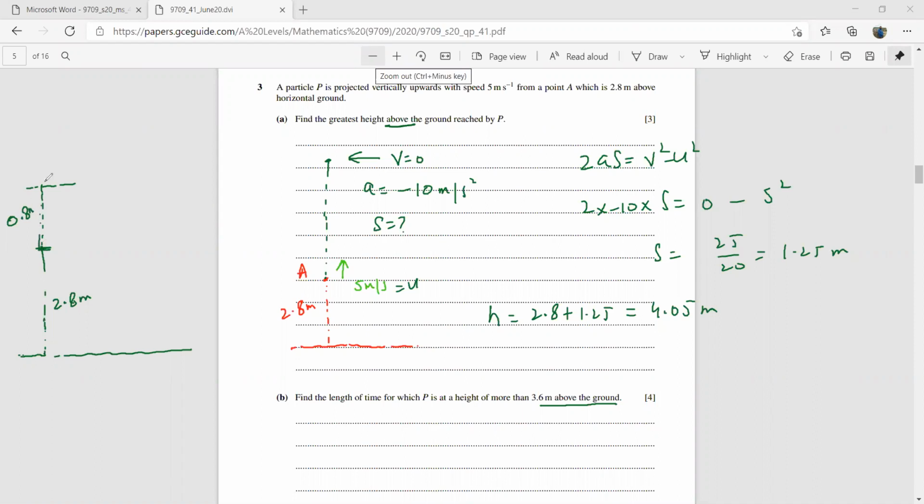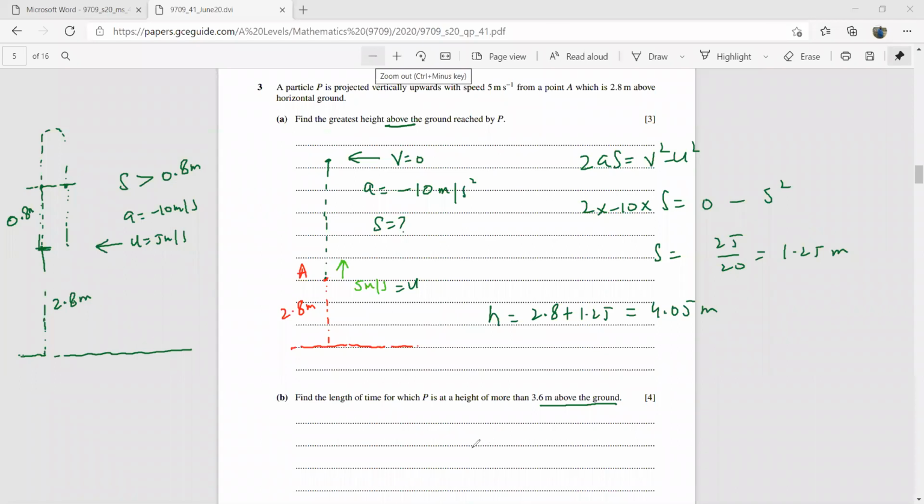So this is going to go up and then going to come back. So we have to find out these two times basically when it is above 3.6 meters above the ground. Okay? So you already have the initial speed here, that is going to be 5 meter per second. You know that your acceleration is minus 10 meter per second squared. And now you know that the distance is also going to be more than 0.8 meters here. Okay? So this is more than 0.8 meters. So which equation should I be using here, guys? Hmm? Yes.